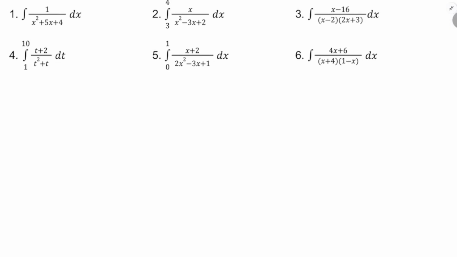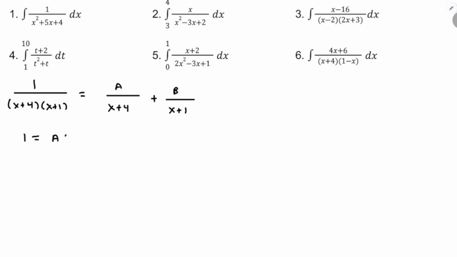I'm going to do the work on the fraction itself first. So I'm going to say 1 over, I can see that that's factorable. That's x plus 4, x plus 1. That's going to be some number divided by x plus 4 plus some other number divided by x plus 1. Then I'm going to multiply both sides of this equation by both denominators, and I'll get 1 equals A multiplied by x plus 1 plus B multiplied by x plus 4.